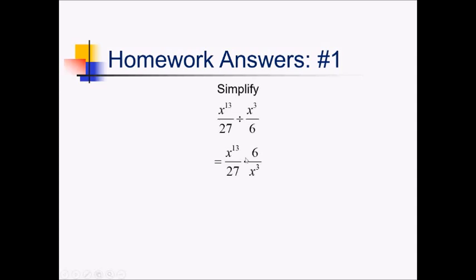So let's see here. The 27 and the 6 can interact. Those are both reducible by 3. So the 6 becomes a 2, and then 27 divided by 3 is 9. X to the 13th over x cubed, I can reduce those. Subtracting the exponents, that gives me x to the 10 up here, and then just an invisible 1 down there. Multiplying what's left, we have 2x to the 10th in the numerator, and all that's left in the denominator is that 9.